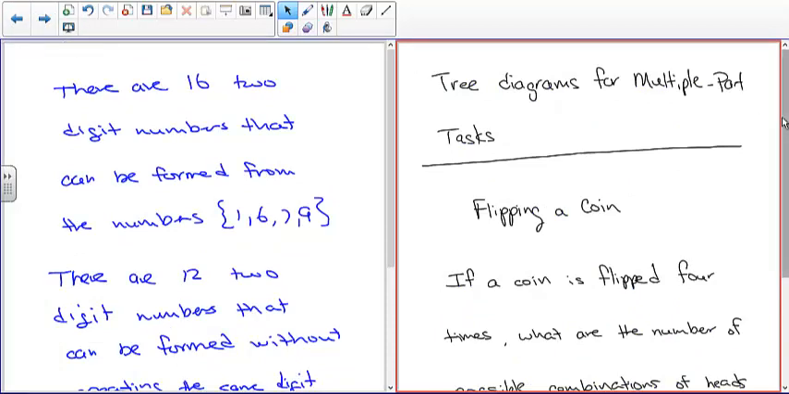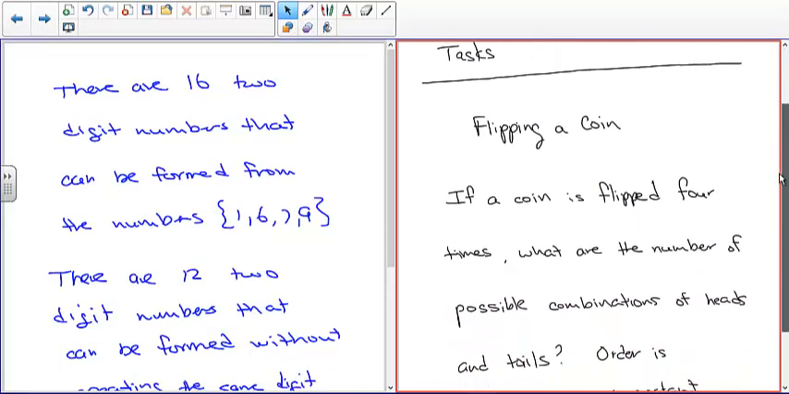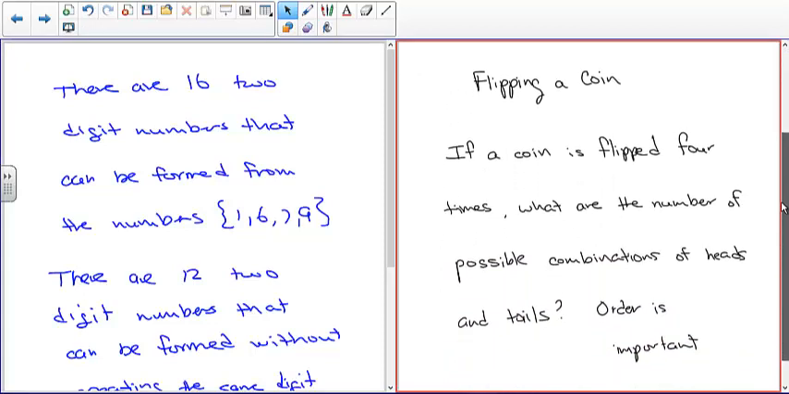So if a coin is flipped 4 times, what are the number of possible combinations of heads and tails? And the order is important. So if we get heads, tails, tails, tails, and then tails, tails, tails, heads, those are different because the order is different.